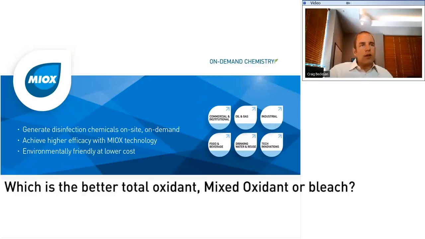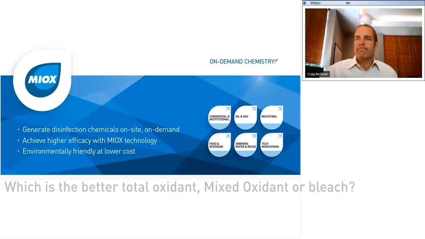This is another area of innovation that we're working on, again part of the MIOX 202 that we'll do later this year. We're looking at what other oxidants we could potentially make from the electrolytic process and look for some other real specialty applications.